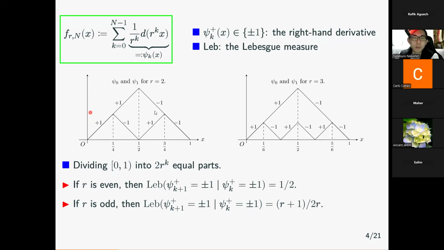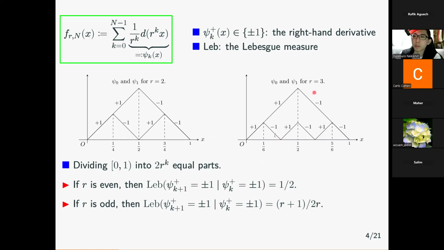Consider the left picture, the r equal 2 case. Provided that psi_0 equals plus 1, so this left side of the interval, then psi_1 takes value plus or minus 1 with equal probability. And this is the same for psi_k: looking at psi_k plus and psi_(k+1) plus, they satisfy this conditional distribution.